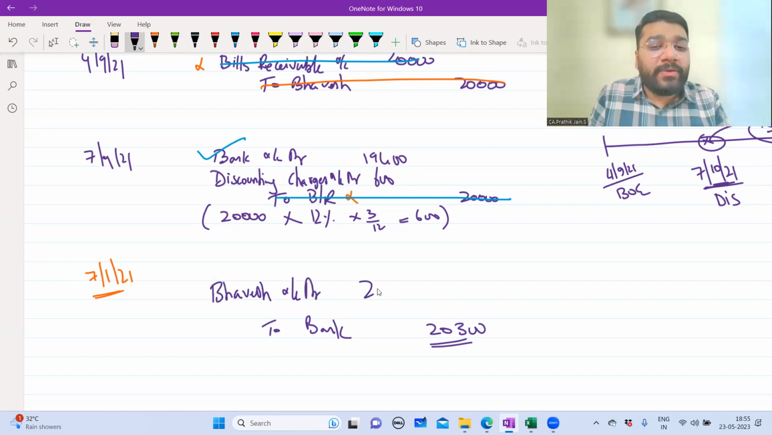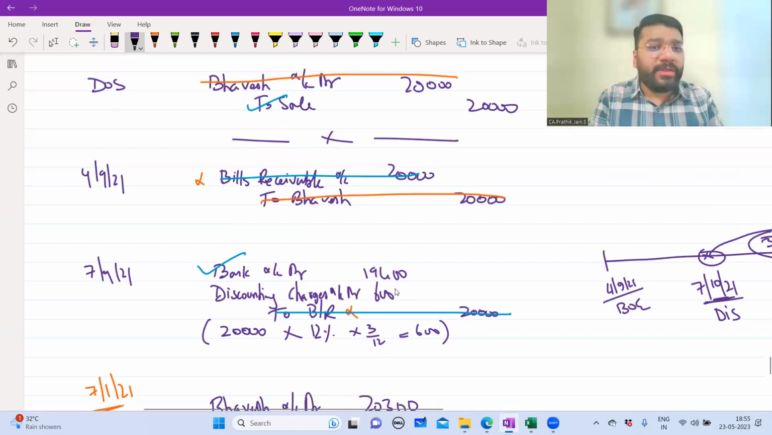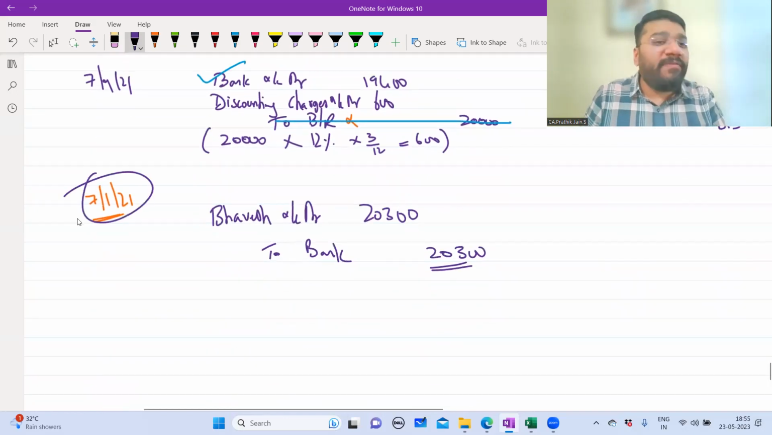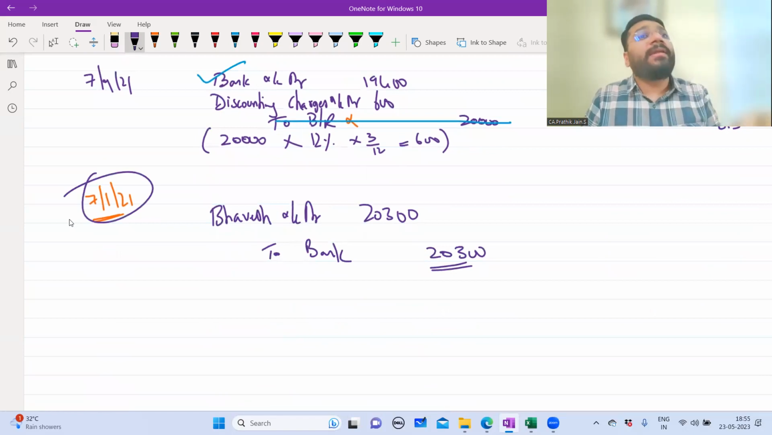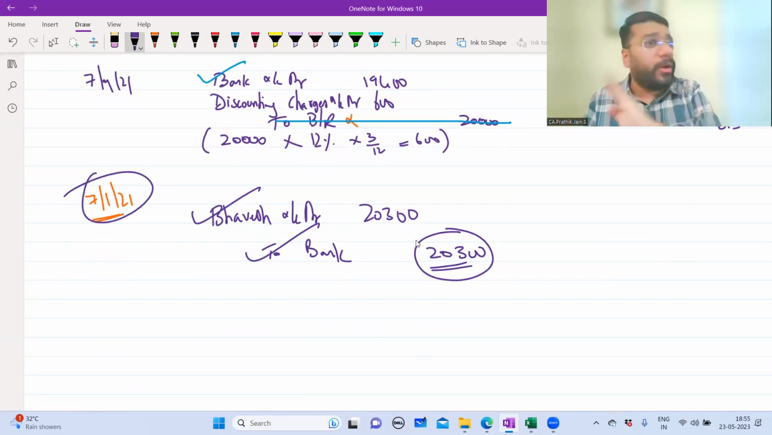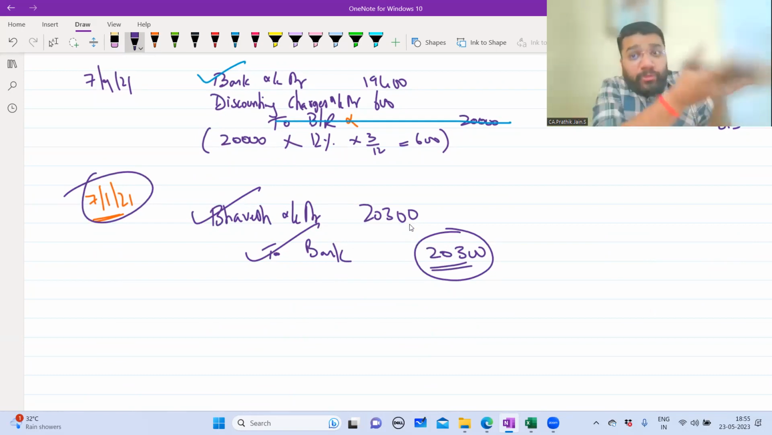So Bhavesh account debit 20,300. Correct? No, guys, you see here in the previous 3 transactions, Bhavesh account is closed. Bills receivable account is closed. And still money is not received. So in that case, on the date of maturity, when the validity of the bill is gone, I need to recreate the debtor. So debtor has been recreated and the banker is taking the money from my bank account. So first entry is what? To bank 20,300. So banker will take 20,000 towards the bill and 300 towards the noting charges. Total 20,300 gone.